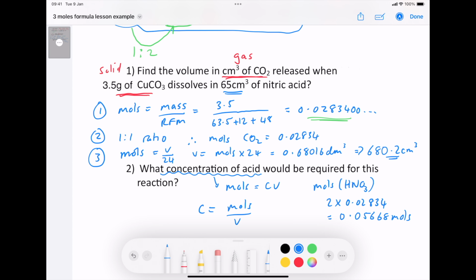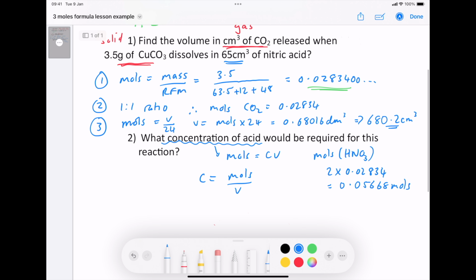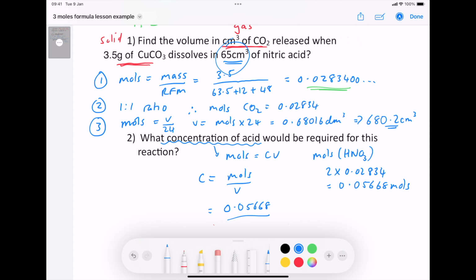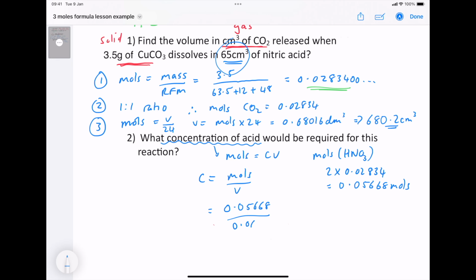And that gives me 0.05668. Right, final step. Plug in that number along with the volume of nitric acid. So that's 0.05668 divided by the volume, which I've just circled again. That's in centimeter cubed, so don't forget, we need to turn that into decimeter cubed by dividing by 1,000. So 65 divided by 1,000 gives me 0.065. Dividing that gives me a final answer of, to 1 decimal place, 0.9 moles per decimeter cubed.